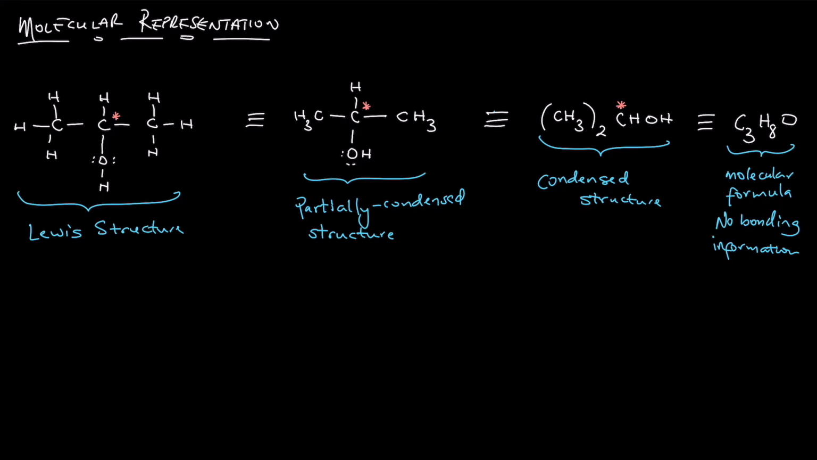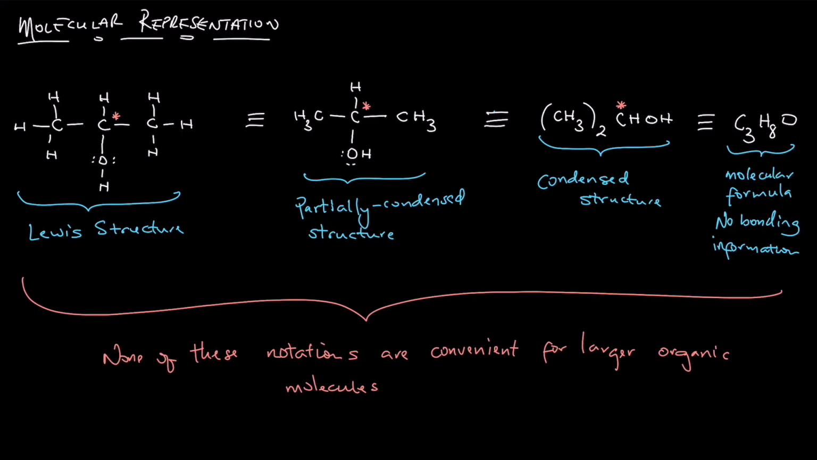However, the key thing to realize here is that in organic chemistry we deal with pretty large and sometimes fairly complex molecules containing a multitude of carbons and smaller heteroatoms like oxygen, nitrogen, and fluorine. None of these notations are actually fairly convenient. You have to spend a lot of time drawing Lewis structures and a lot of time drawing partially condensed structures in order to account for the complexity of organic systems that we'll be looking at.